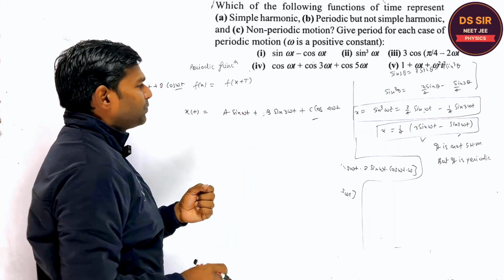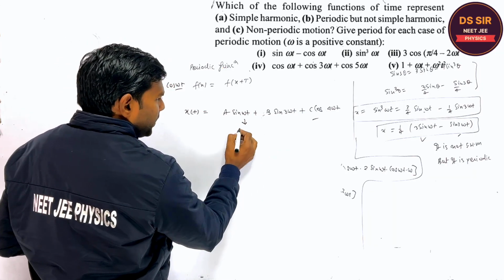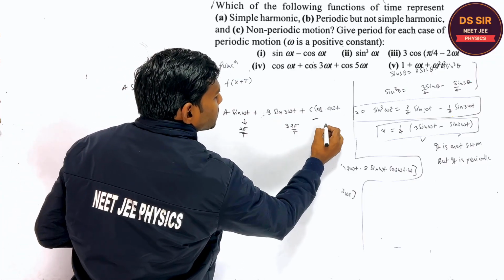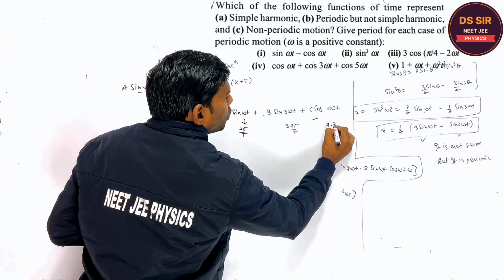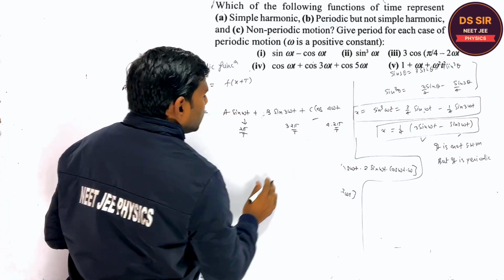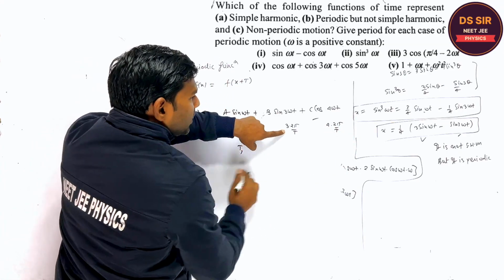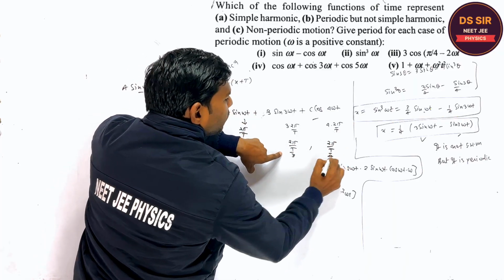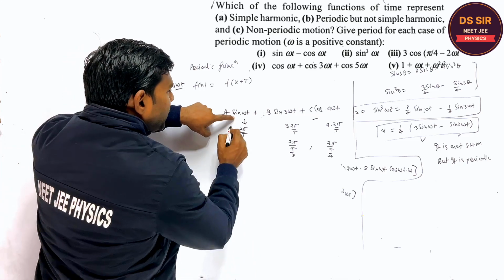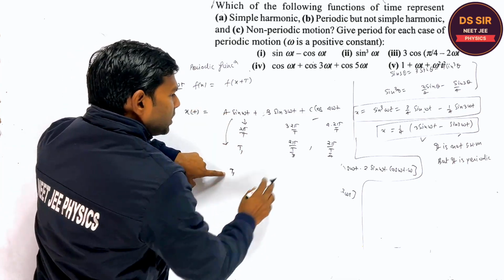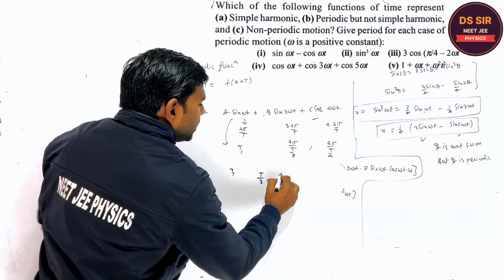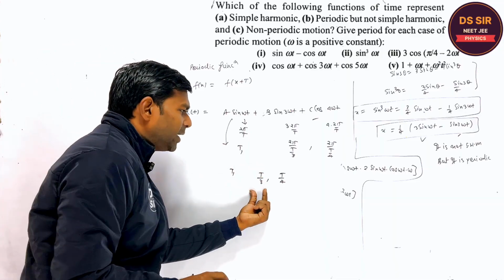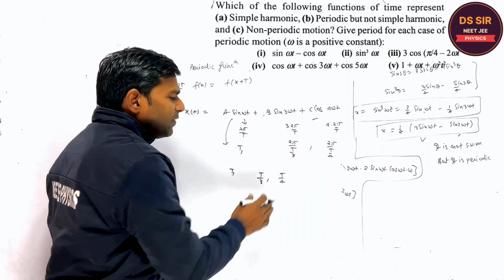How to find the period? Listen, its period is 2 pi by omega, which is T. This term is 3 into omega, so its period is T by 3. This is 4 into omega, so its period is T by 4. Are you getting or not? So the period of this sinusoidal function is T, of this one T by 3, of this one T by 4. The different terms will have different periods.